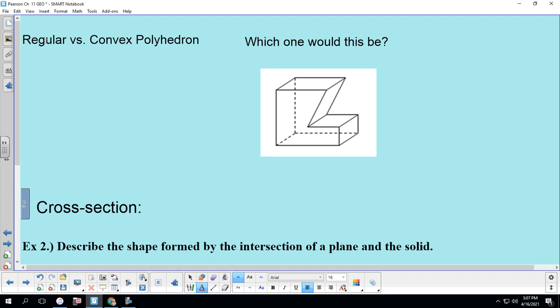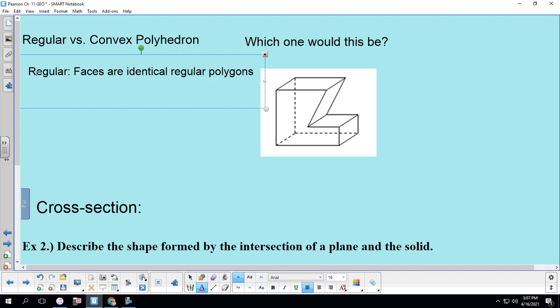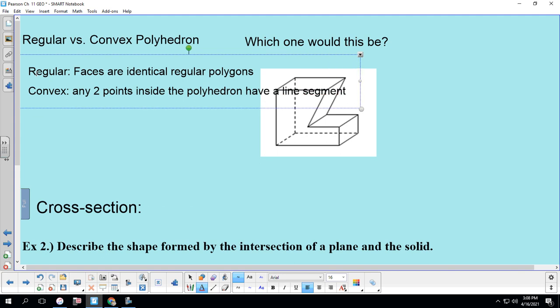Regular versus convex. A regular polyhedron has faces that are identical regular polygons, and a convex polyhedron is one where any 2 points inside the polyhedron have a line segment joining them that lies only inside the shape.